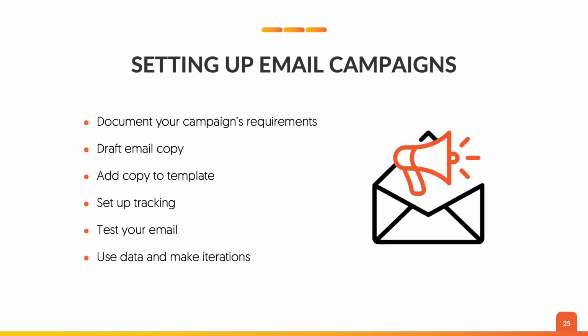Well, setting up email campaigns is pretty straightforward. You want to document your campaign's requirements, set up some email copy, add copy template, set up tracking, and test your email, and then use data and make iterations. Of course, over the course of Email Marketing Unlocked, I'll teach you how to do all of this in depth, but we'll get more into that in the future.